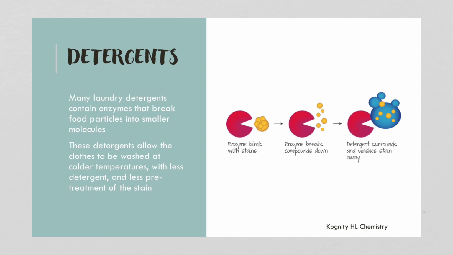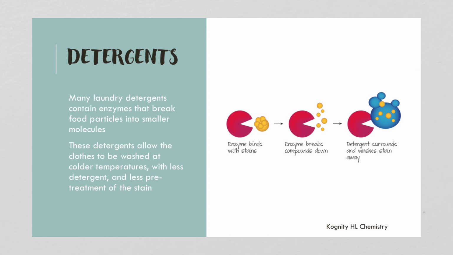Detergents have now been used to include enzymes that break down food particles or other waste or dirt particles into smaller molecules. These detergents, because they have these enzymes, can now allow the clothes to be washed at cooler temperatures and using less detergent and less pre-treatment of the stain. So you can actually get your clothes cleaner in colder and less water and less work.